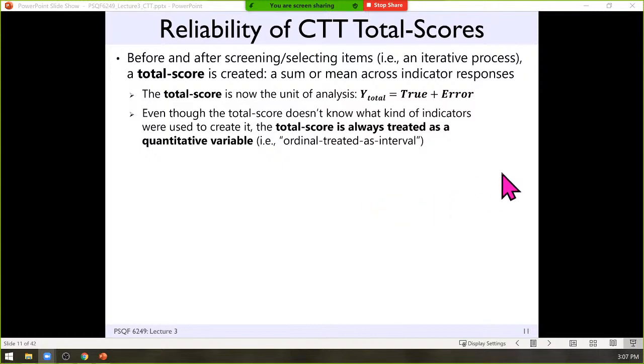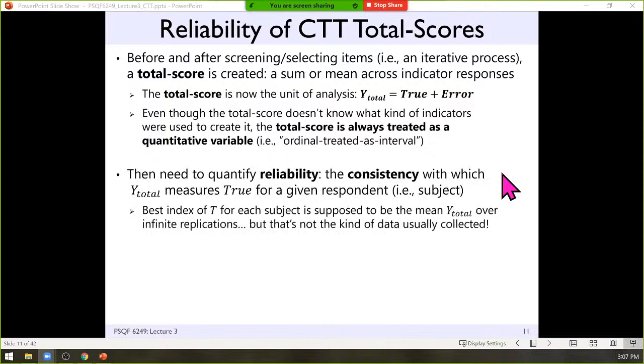So the total score is the big thing that we're dealing with here. That's the indicator of the trait. So in order to use the total score, we want to know how reliable it is. How consistent is it as a measure of one thing? Because we've already assumed dimensionality. We want to know how consistently it measures that one thing.